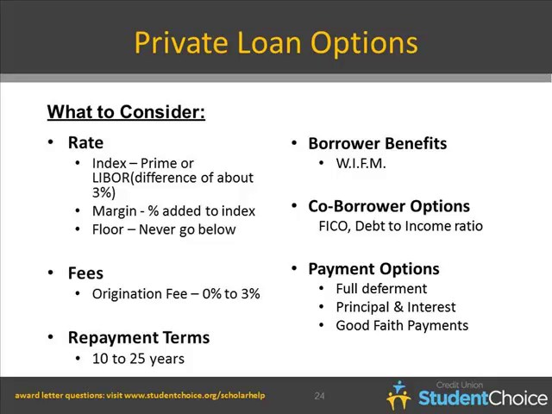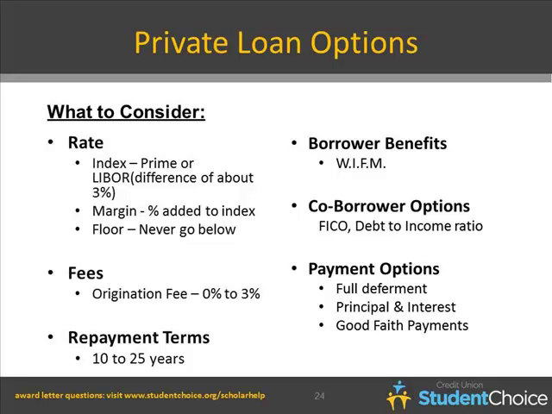So this is why it's really important that you understand what index is being used, because typically prime runs about 3% higher than LIBOR. But that doesn't always mean that LIBOR is the better rate, because I could tell you prime plus 1, which would put your loan at 4.25%, or I could tell you LIBOR plus 7, which puts your loan at 7.21%. So again, it's just important that you do understand what index is being used, prime or LIBOR. And then next, what is the percentage that's being added to that index? So prime plus 4, prime plus 5, LIBOR plus 2.